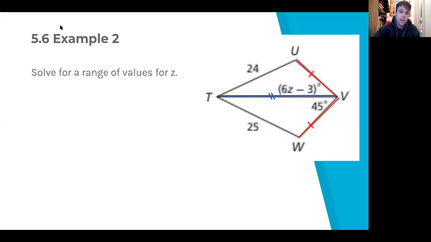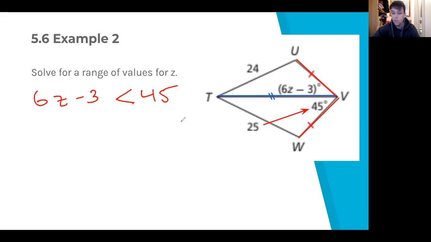And in this case, we're kind of going the other direction here. Instead of knowing the angles and comparing the sides, we know the sides and we can compare the angles. So this third side, 25, is bigger than this side. So that means that 45 is going to be greater than 6z minus 3.